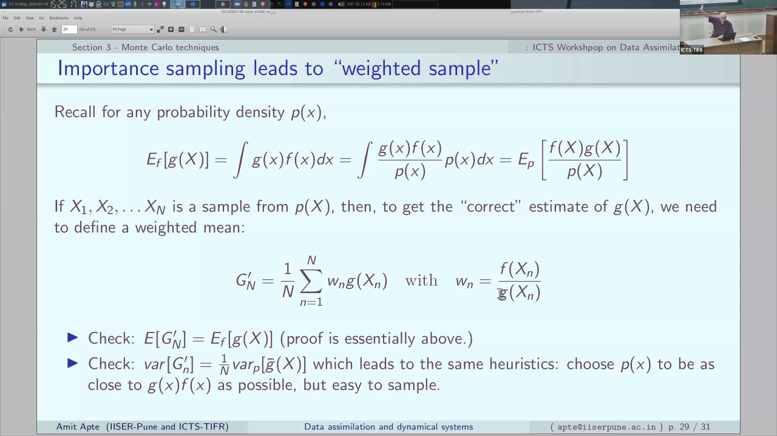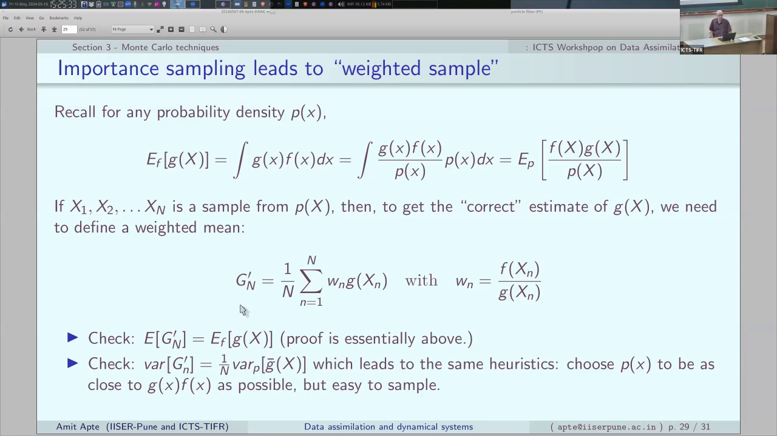Oh, that factor is gone. I erased it. The g bar, the new function that I defined, was g multiplied by f divided by p. That's what should appear here. So this should have been p of x of n, not g. I'll make that correction before I upload the slides.